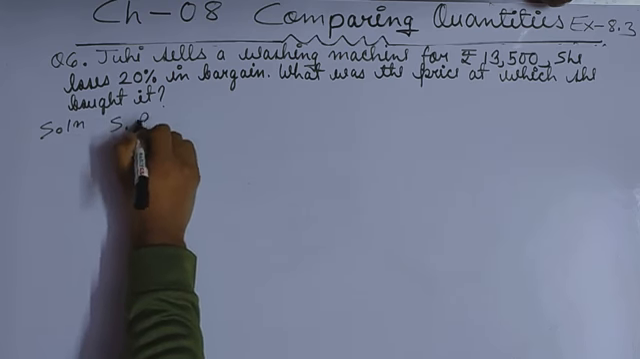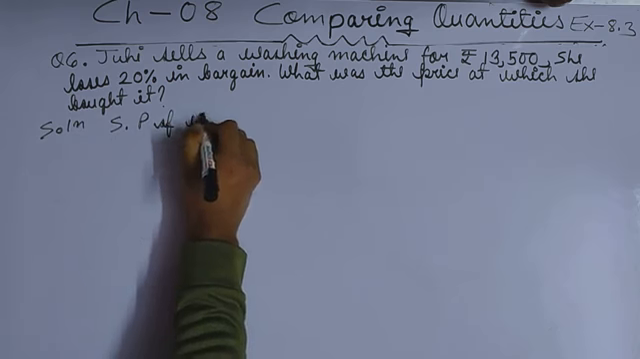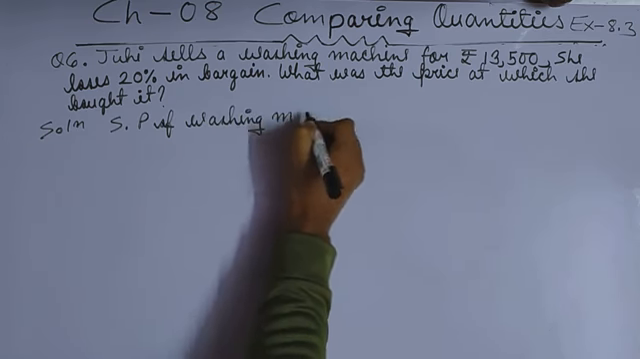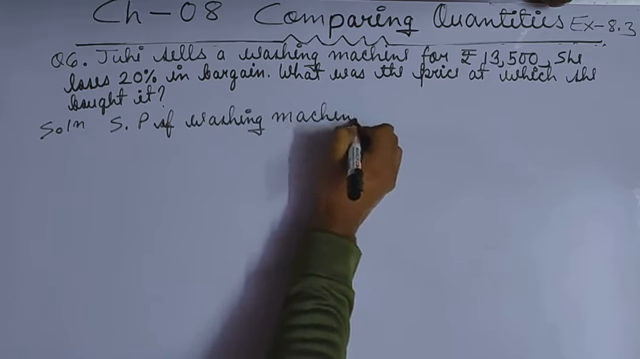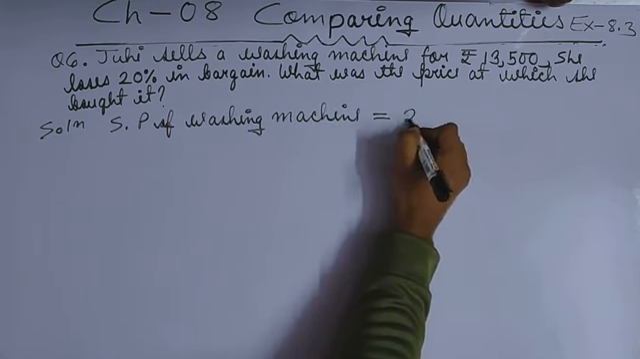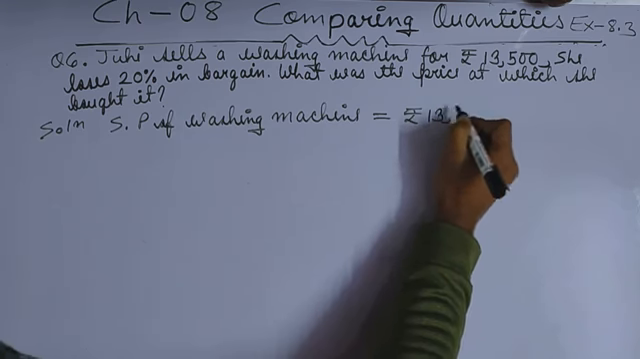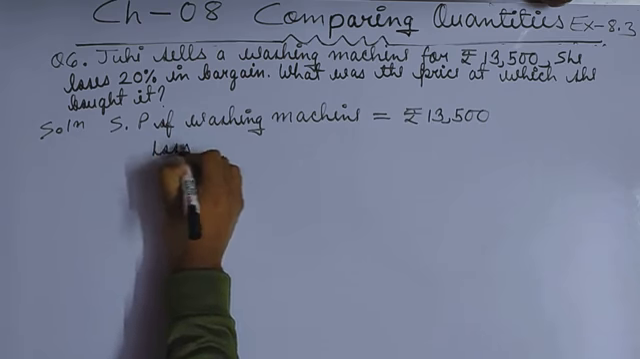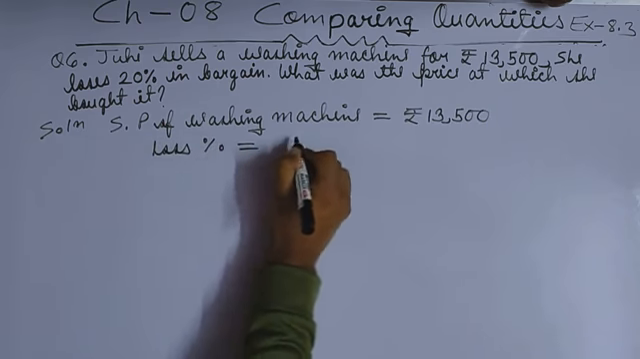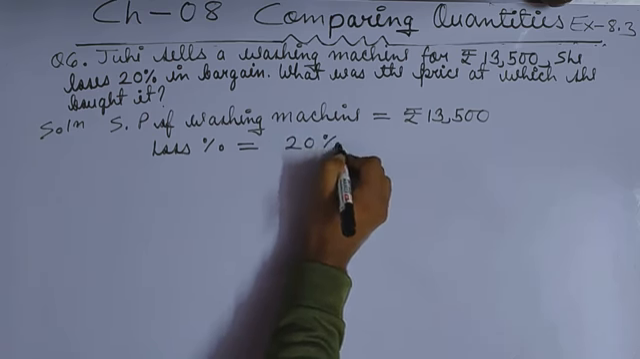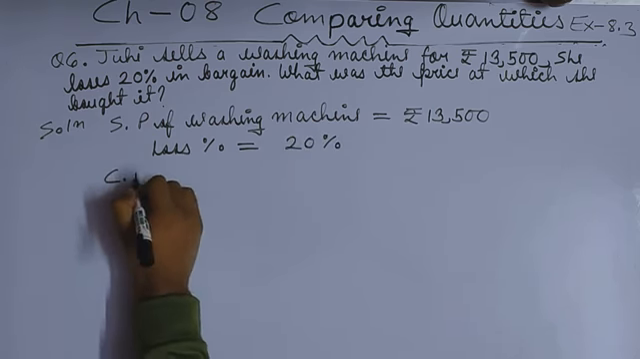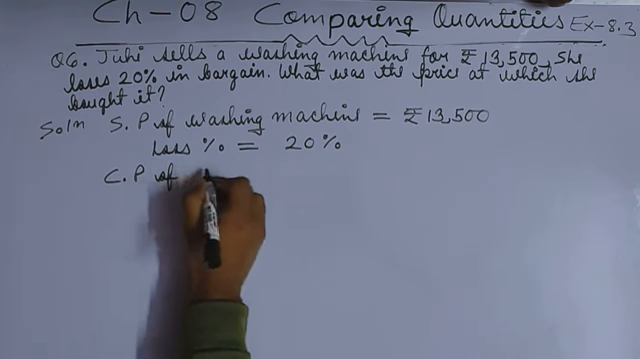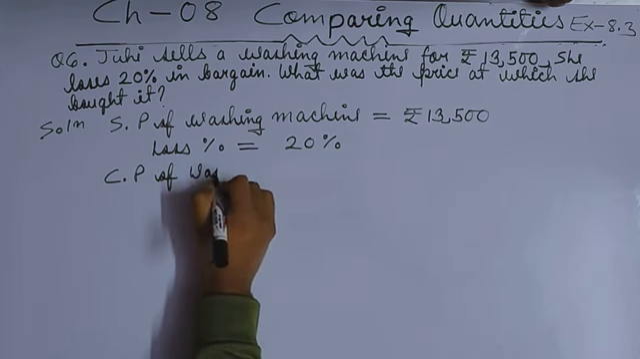Selling price of washing machine, that is given to us, how much? Rupees 13,500, and loss percent, that is given to us how much? 20% का loss. And what you have to tell, you have to tell the cost price at which this washing machine was bought by Juhi. That we have to tell, CP of washing machine.